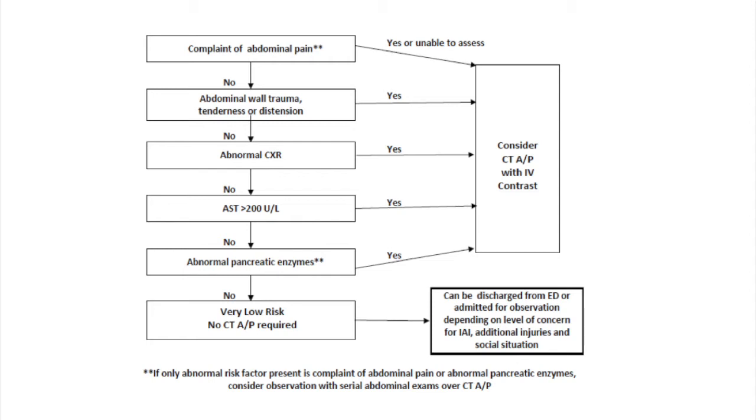Fourth, AST greater than 200. And then finally, abnormal pancreatic enzymes, amylase or lipase. If all 5 variables are negative, then the patient is unlikely to have any intra-abdominal injury on an abdominal CT scan. I would also highlight the asterisks next to complaint of abdominal pain and abnormal pancreatic enzymes. These 2 variables had a much lower odds ratio for intra-abdominal injury, so I would highlight that CT is not compulsory in this model if only one of the 5 variables is abnormal and present.